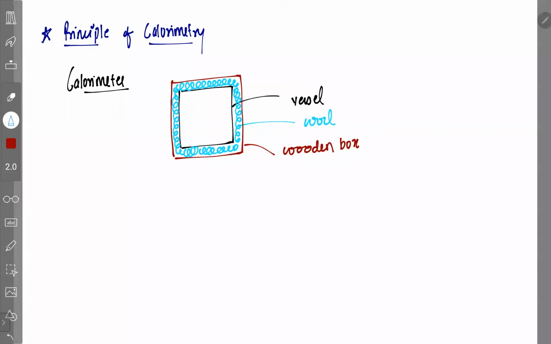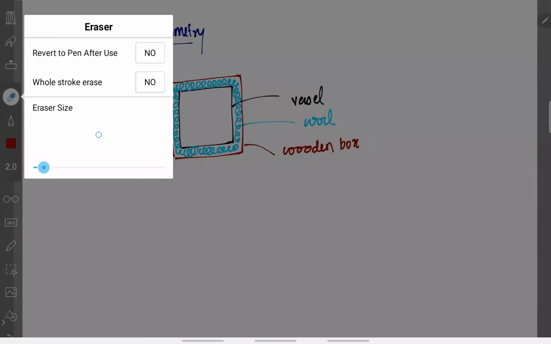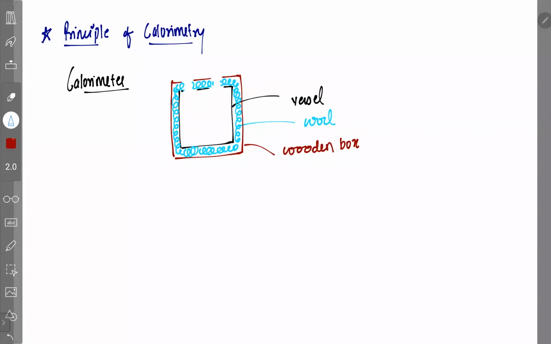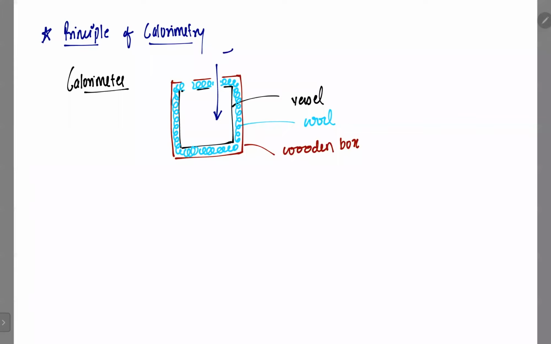Now, there are two holes in the device, one over here, the other over here. Through this particular hole, a thermometer enters the device. Thermometer will be used to measure temperature, and through the other hole, a stirrer is going to enter the device. The purpose of the thermometer is to measure temperature. The purpose of the stirrer is more like a spoon. Stirrer will be used to ensure that whatever is inside the calorimeter vessel is mixing properly.